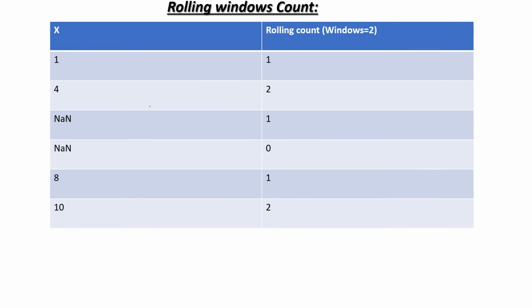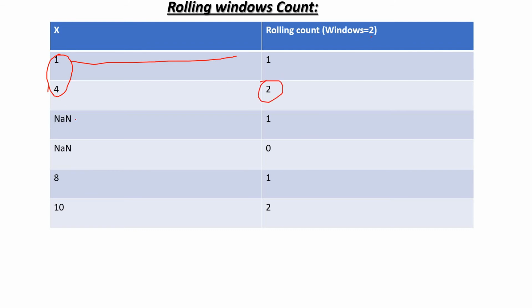Now we'll check if you have NaN in the data set, how the count will work, right? Rolling count is 1 as is, because we don't have any element. What is the window size? That is 2, right? So this 2 is the window size. So how many elements? 1 plus 1, that is 2, right?